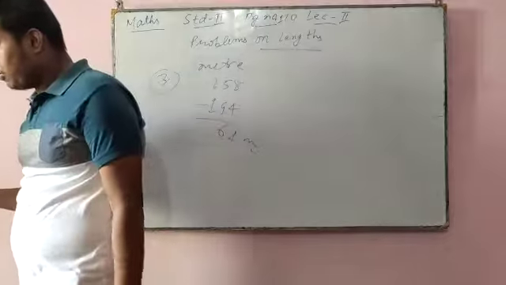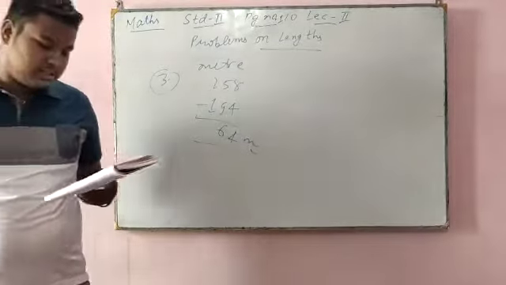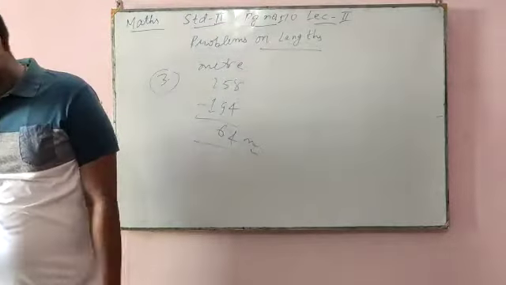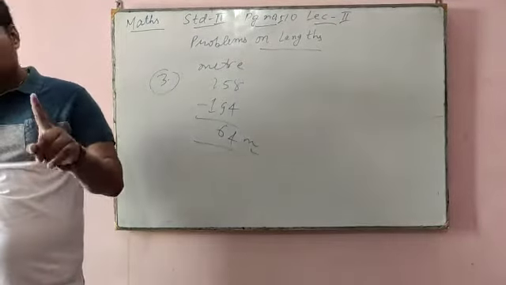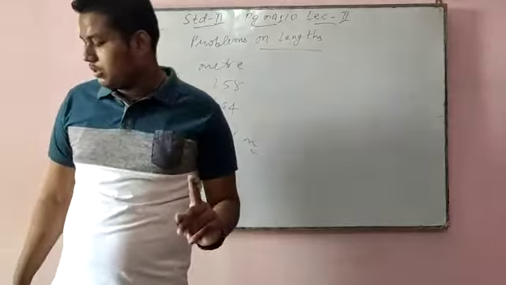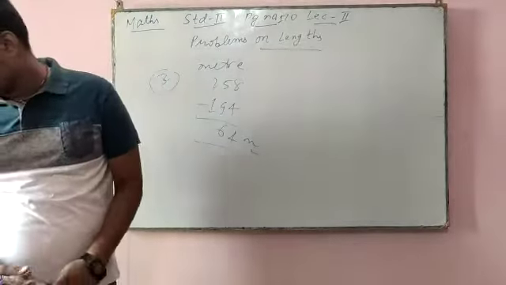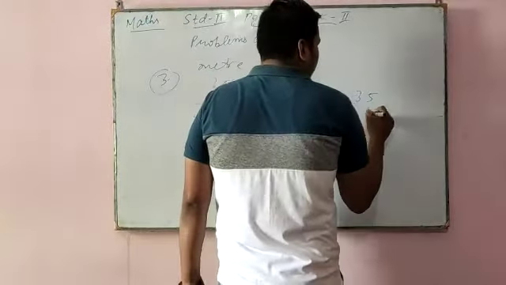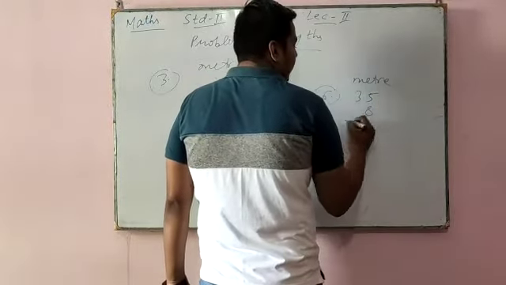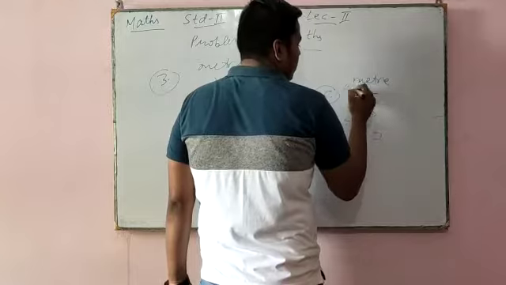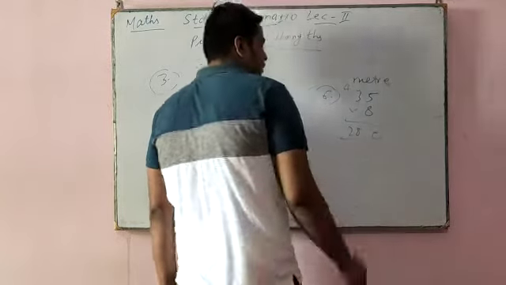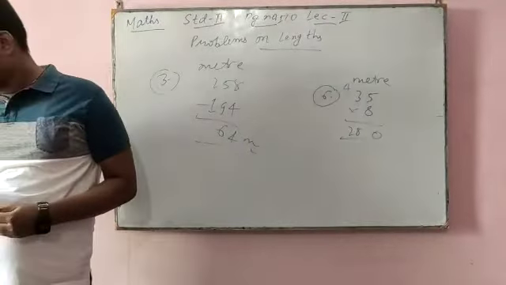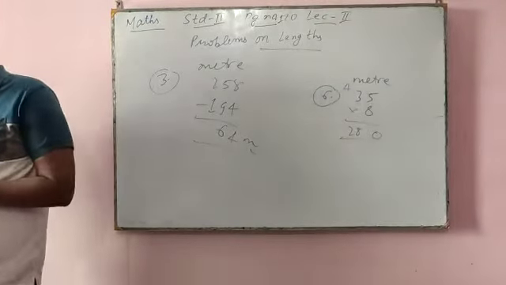Like 6. The price of 1 meter of cloth is 8 rupees. Find the price of 35 meter of this cloth. So number 6 is multiplication. 5 into 8, 40. 4 8 into 3, 24, plus 28. So addition is also mixed, multiplication is also mixed, and subtraction is also mixed.